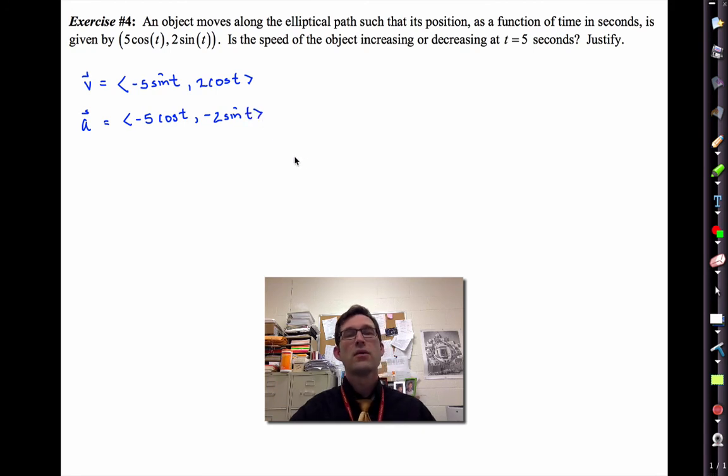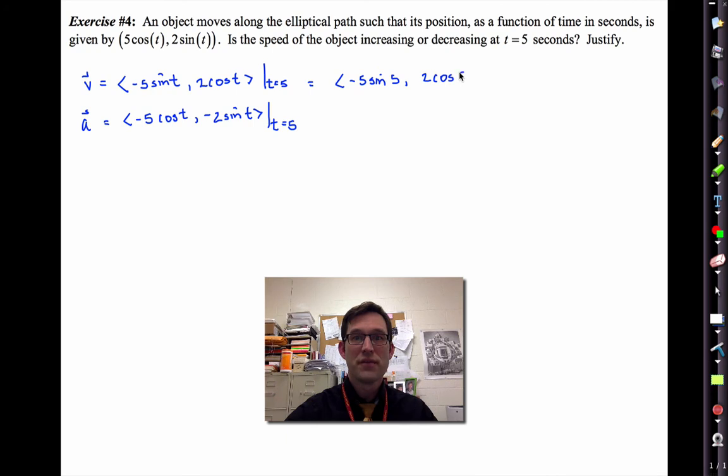Now, obviously, t equals 5 is not particularly a nice time or angle or whatever you want to think about it as. So maybe I'll just write it as negative 5 times the sine of 5 and 2 times the cosine of 5. And this is obviously negative 5 times the cosine of 5 and negative 2 times the sine of 5.